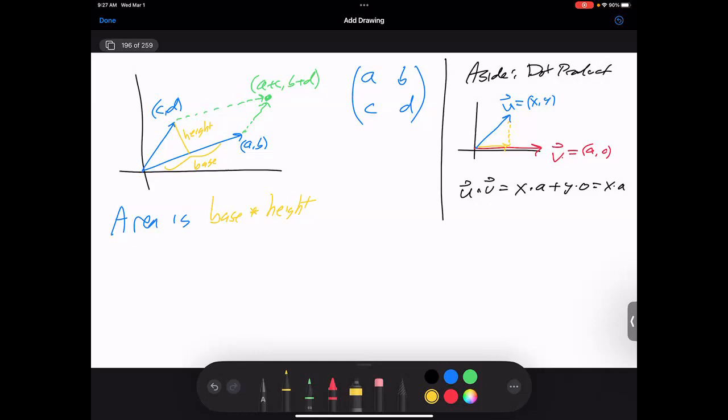Okay, well, the base is just going to be the length of AB. Let's do it slowly. So the base is the length of the vector AB, right? And the height, if I call this angle here theta, is going to be the length of CD times the cosine of theta.